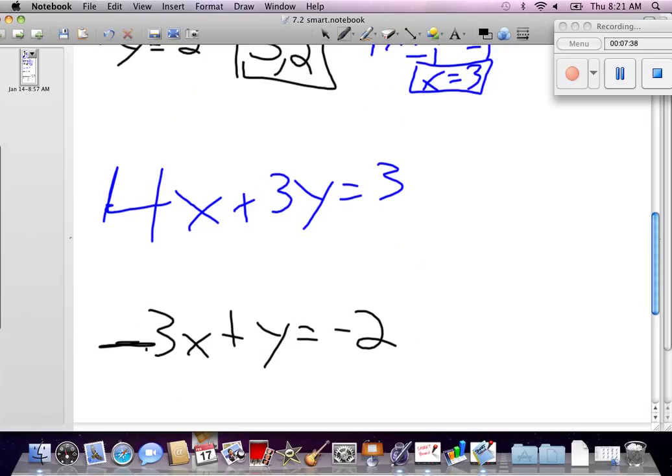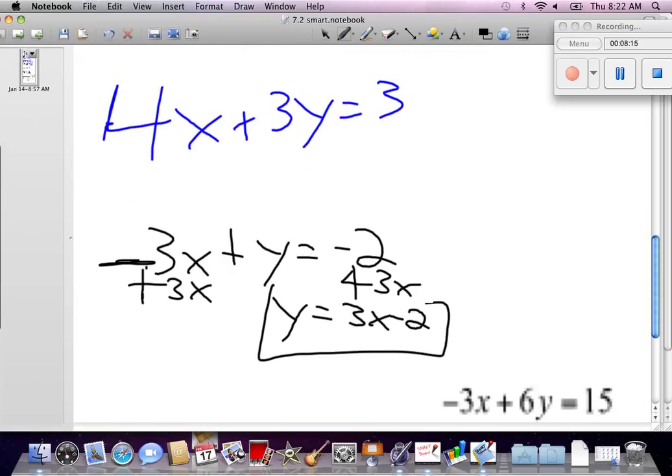Which equation has a letter that's all by itself with no number being multiplied by it? The blue one or the black one has a letter with no number in front of one of the letters. The black one. Which letter is by itself? Okay, so we're going to get y by itself because it's easiest. So I'm going to add 3x to both sides. And I get y equals 3x minus 2. So always look for the variable that's alone. That means you only have to do one step, add or subtract to get it alone.